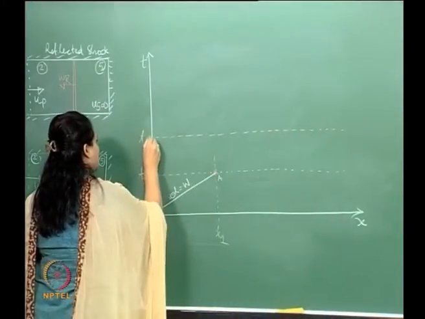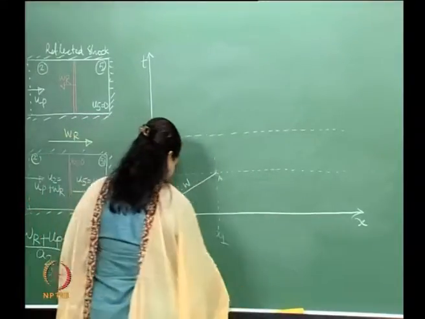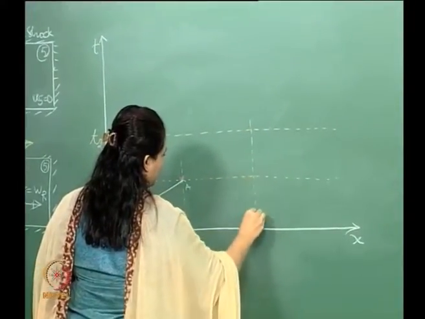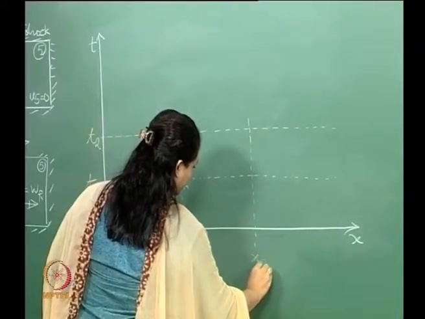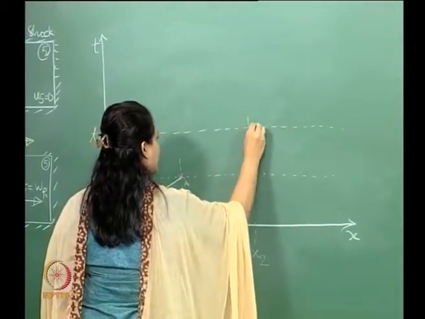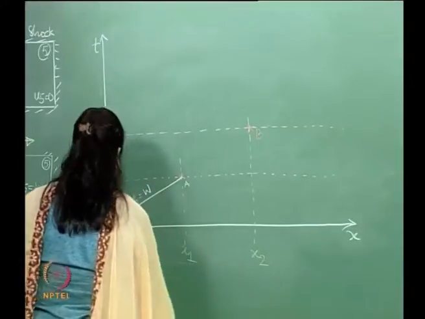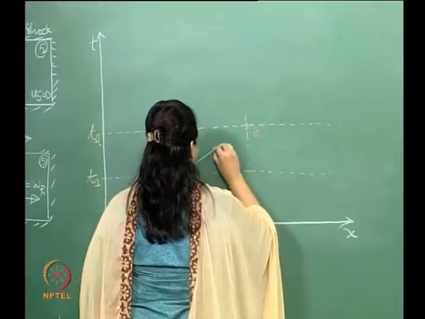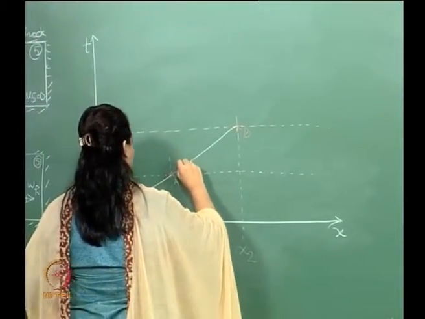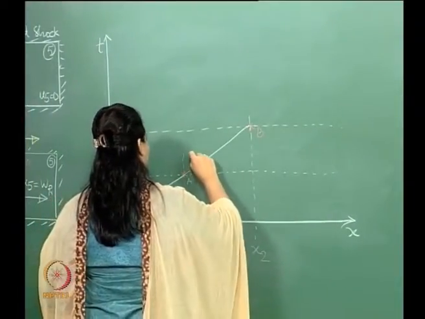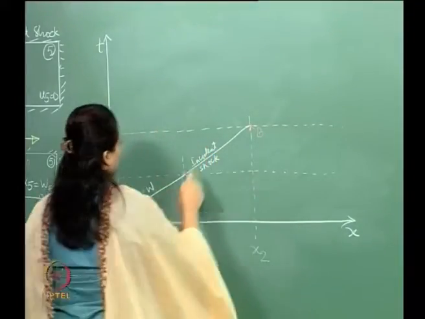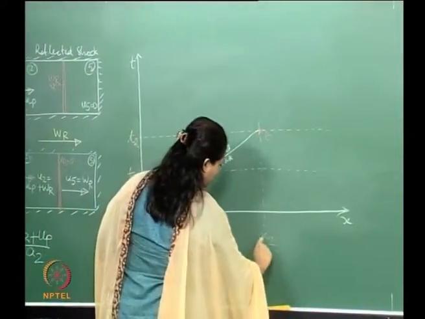Okay, so at time t is equal to t2, it hits the end wall, after traveling, say, a distance this much. Okay, so let's call this point B, right, and this is the point. So therefore this is essentially the incident shock. Okay, so this is the incident shock. So this is the end wall. This is the end wall here.